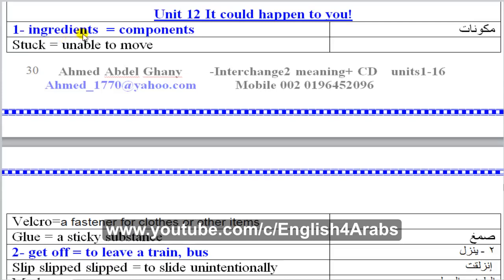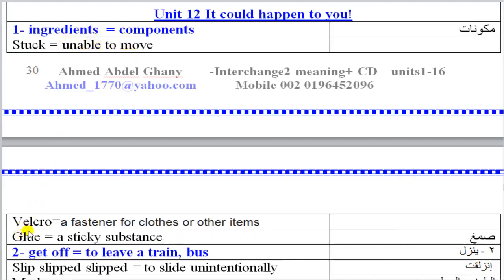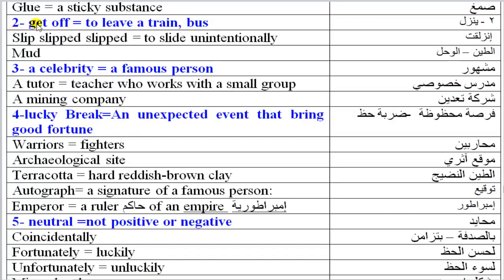1. Ingredients, components. Stock. Enable to move. Velcro, a fastener for clothes or other items. Glue, a sticky substance. 2. Get off, to leave a train or bus. Slip, slept, slept, to slide unintentionally. Mud. 3. A celebrity, a famous person.